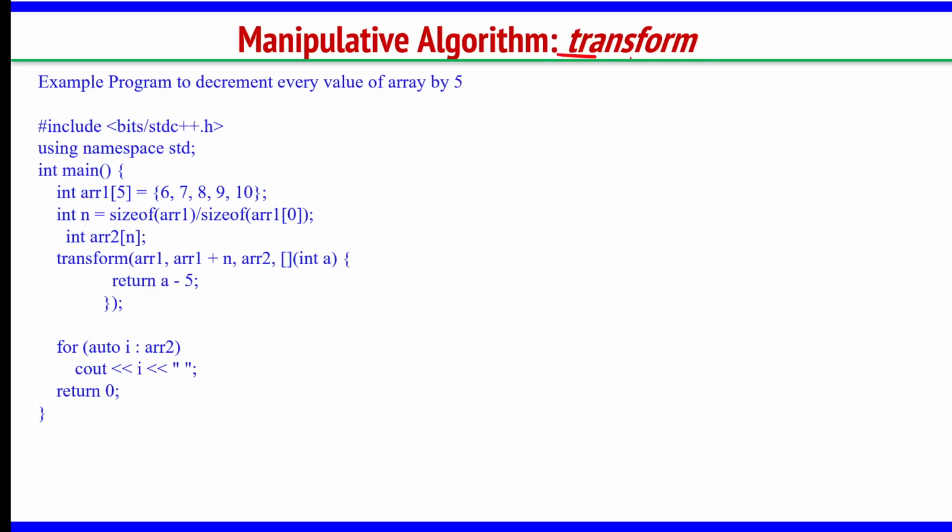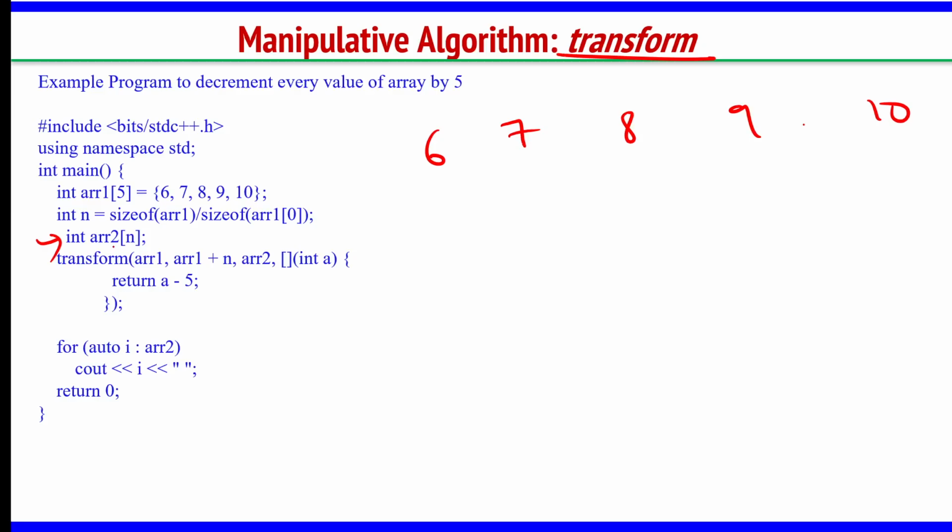See, transform function to decrement every value of an array by 5. I have an array with me. I want to transform that array. What operation do I want to do? I want to reduce every value of the array by 5. See the example here. I am having an array of 5 with elements 6, 7, 8, 9, 10. Now I am calculating the size, the number of elements, that is n.